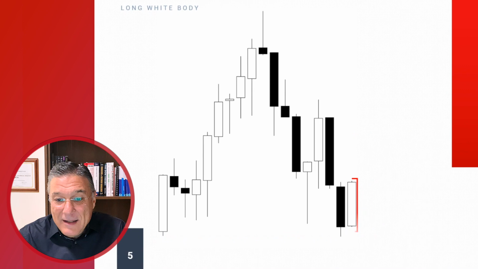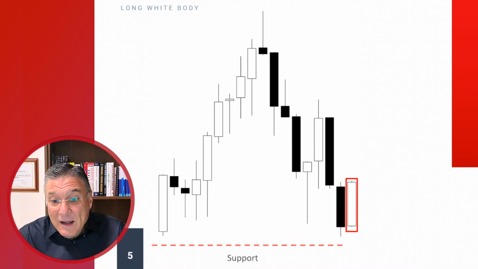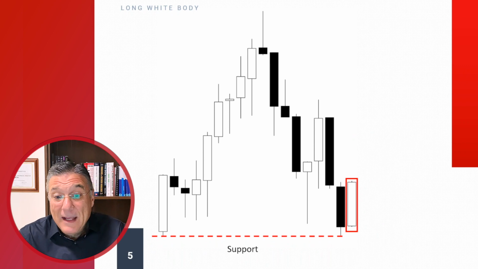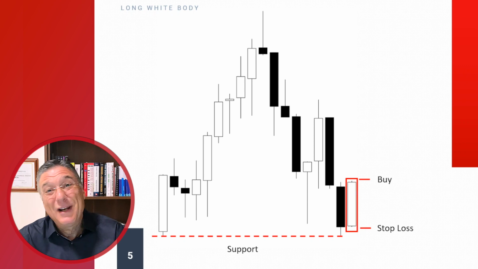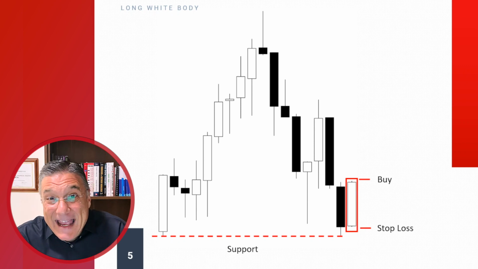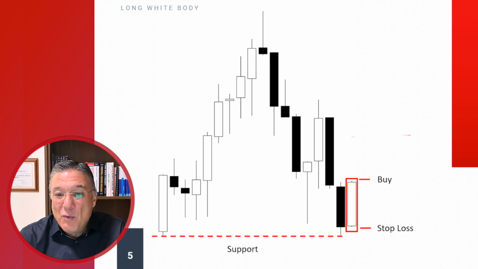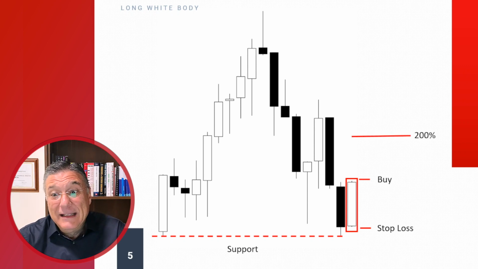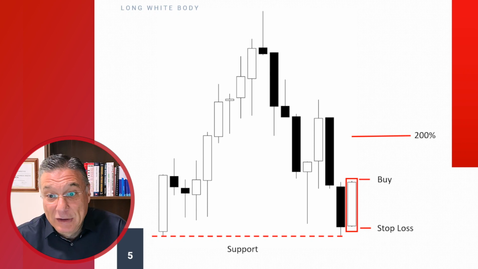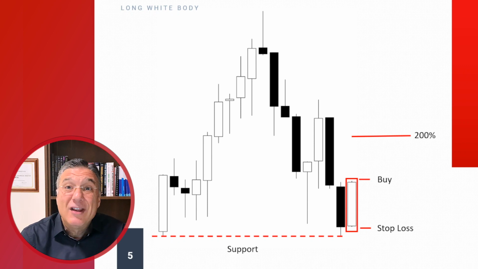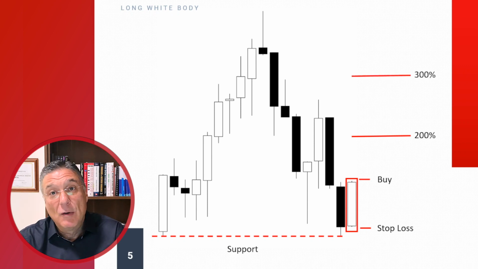So once again, we identify the long white body at the end of the decline near a support area, and we enter right above the candlestick and we place a protective stop loss right below the candlestick, just in case the market goes in the opposite direction. Now, we're going to close part of our trade at the 200% level, not all of our trade, but part of our trade. And then we will close the remaining of our trade at the 300% level. Do you like this one?